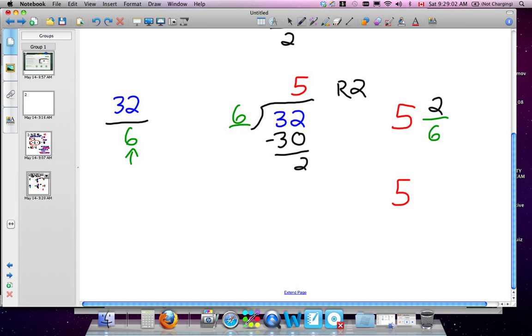Yeah. But when we go to reduce this, that's right. I can divide 2 by what? By 2. Yeah. And I can divide 6 by 2. Always, if you're going to divide or multiply a fraction, whatever you do to the top, you have to do to the bottom. Okay, so let's rewrite it again.